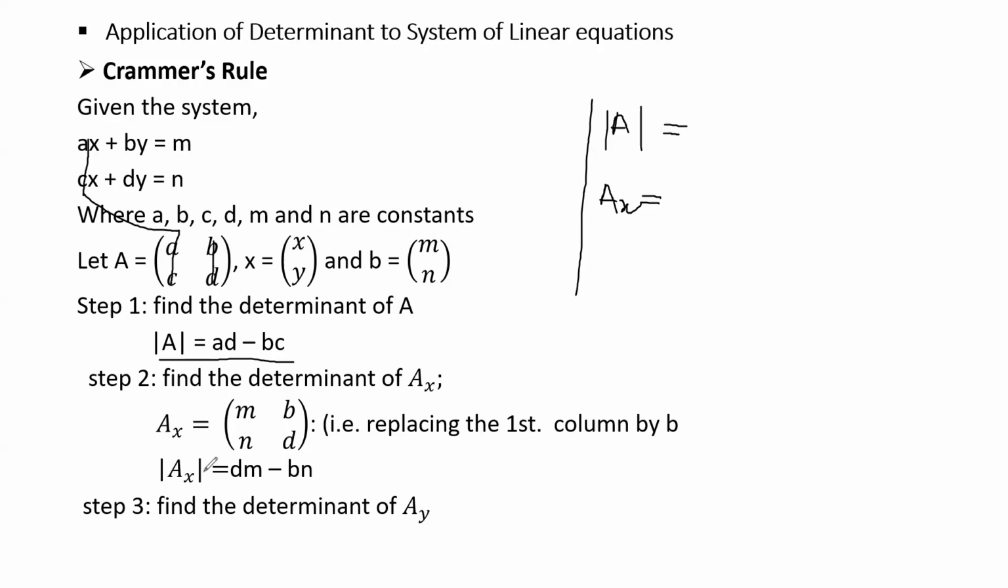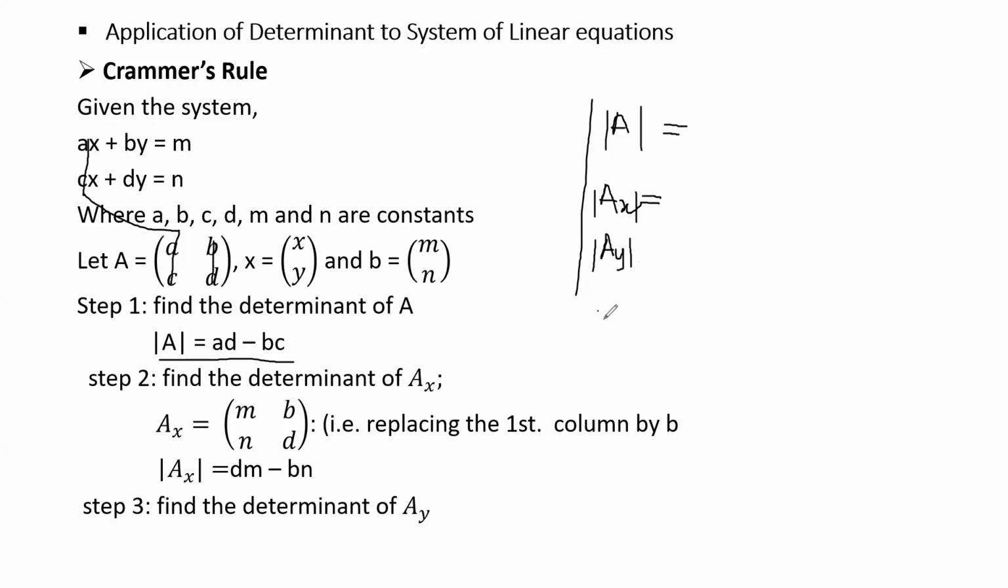Then I'll do the same thing. I want to find the determinant of AY. So y is the second column, and I'll replace the second column by m, n. Then I'll get my determinant of AY. I hope you are getting me right. Yes, sir. So having got the determinant of AX and that of AY, you are done with the simultaneous equation by Cramer's rule.